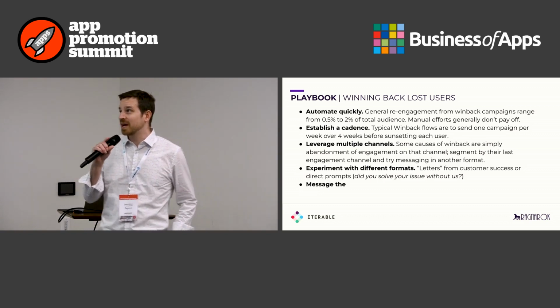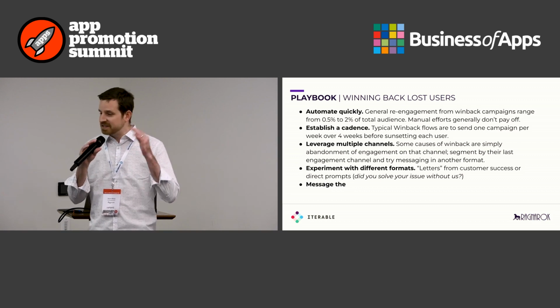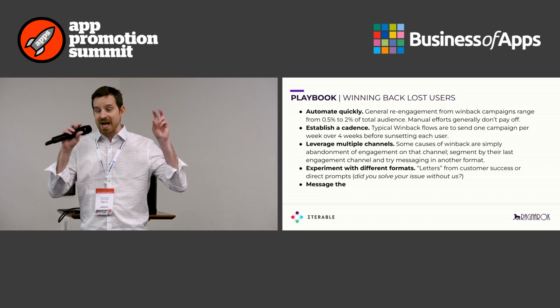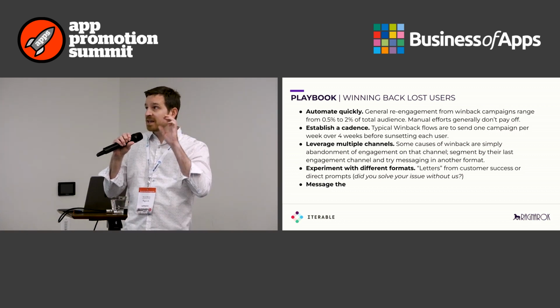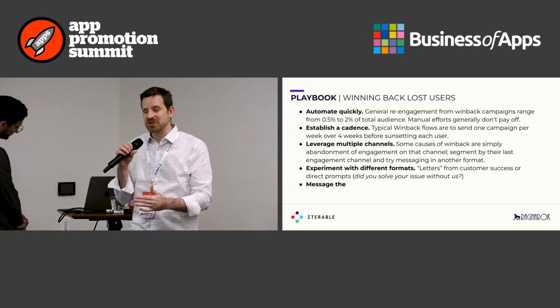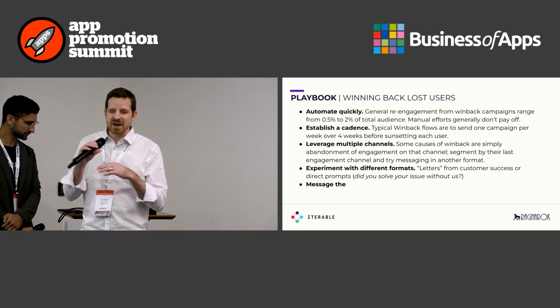So generally what I recommend off the bat is automate it as quickly as possible. Get a definition. Day 30, day 60, day 90. The point at which you would say this user is lapsed, that's when you should start your win back flow. And generally speaking, no matter what you do, usually at best, it's like a 2% reclamation, right? It is not that high. I've seen things a little bit higher than that, but it's very, very rare, right?